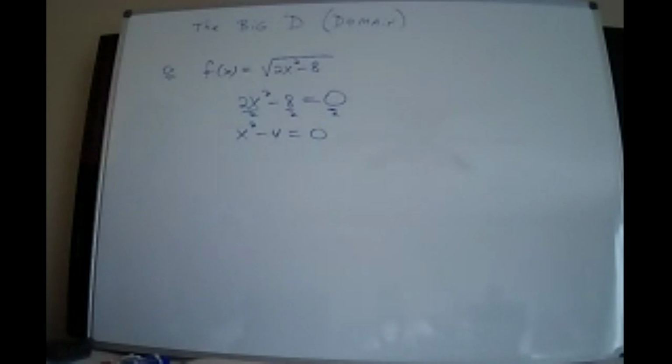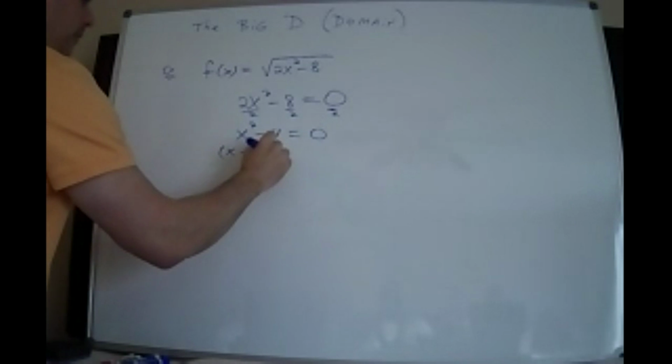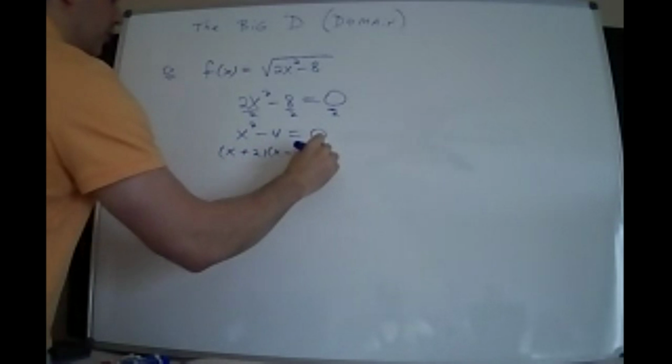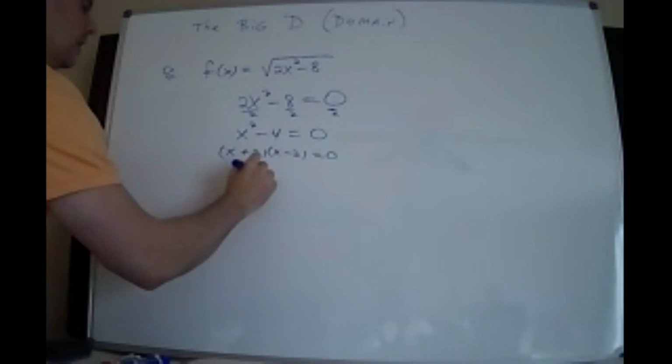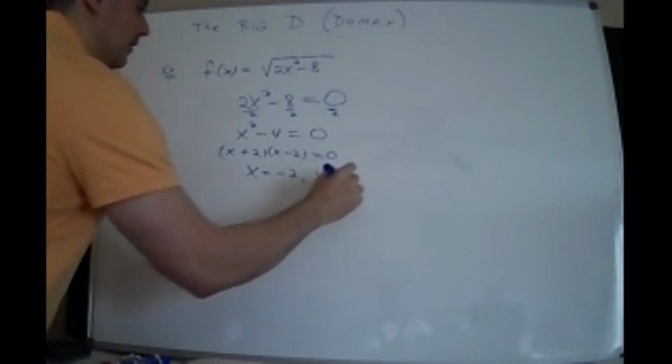Now, whatever you want to do. If you want to use square root, you want to factor, I'll factor. This is a difference of perfect squares. So you get +2 and you get -2, right? You get -2 and you get +2.